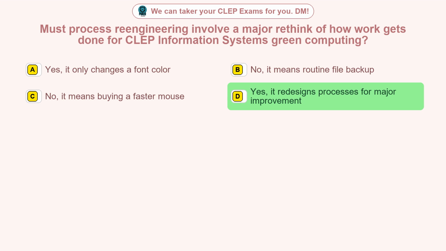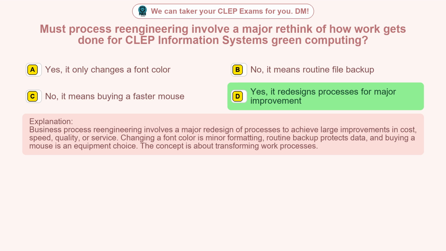The correct answer is option D. Yes, it redesigns processes for major improvement. Business process reengineering involves a major redesign of processes to achieve large improvements in cost, speed, quality, or service. Changing a font color is minor formatting, routine backup protects data, and buying a mouse is an equipment choice. The concept is about transforming work processes.